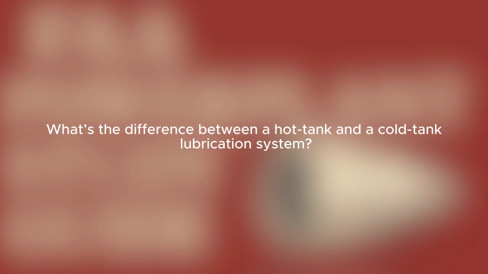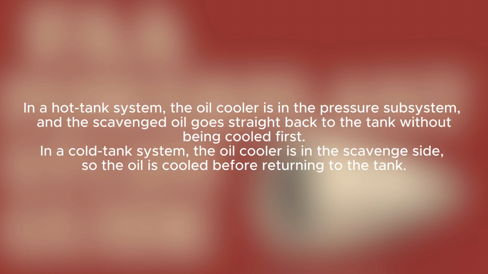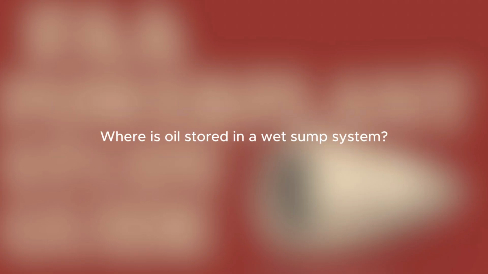What's the difference between a hot tank and a cold tank lubrication system? In a hot tank system, the oil cooler is in the pressure subsystem, and the scavenged oil goes straight back to the tank without being cooled first. In a cold tank system, the oil cooler is in the scavenged side, so the oil is cooled before returning to the tank.